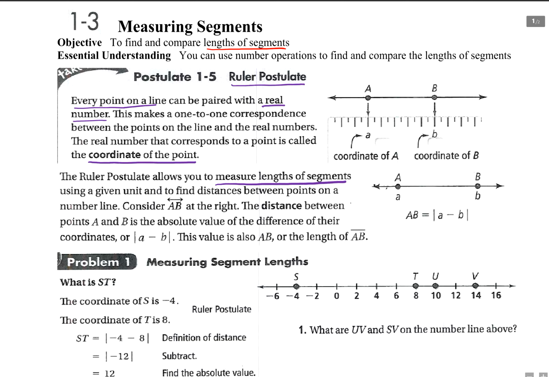If we look at our line here, line AB, notice we have point A and point B. Point A is at value little a. We could put a number with that. And point B is at value little b. If we want to measure the distance between these 2 points, and distance means that we are discussing a length. Distance is length. The distance between these 2 points is the absolute value of the difference.